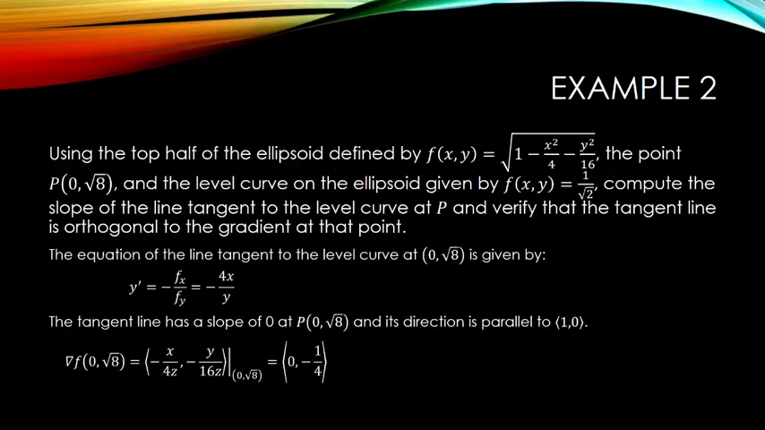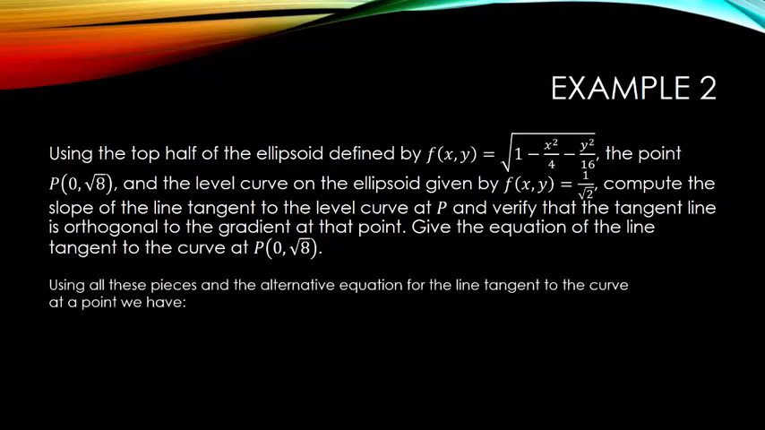So my gradient of f at the point (0, √8) will be given by the vector (-x/4z, -y/16z) evaluated at the point (0, √8), which is equal to the vector with components 0 and -1/4. If I dot my unit vector with components (1, 0) with the vector (0, -1/4), I get 0. This confirms that my tangent line is orthogonal to the gradient at the point (0, √8).